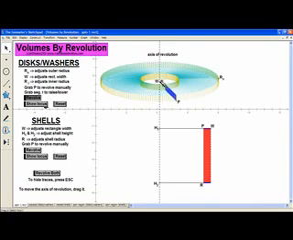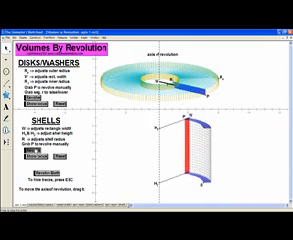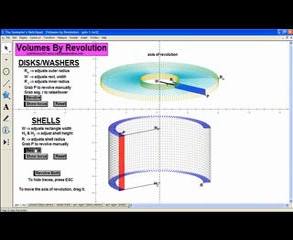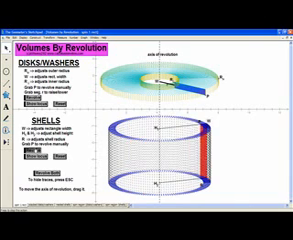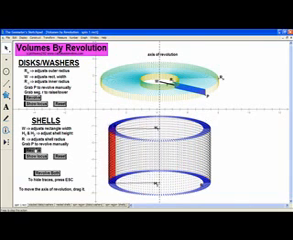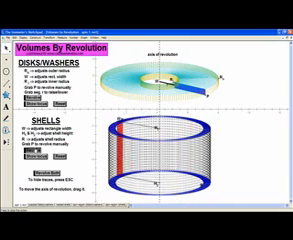For the shell method, we have the axis of rotation parallel to our representative rectangle and we get cylindrical shells. And so immediately the geometry of it is slightly different, and therefore the formulas involved will be different, and the way we set it up will be different.